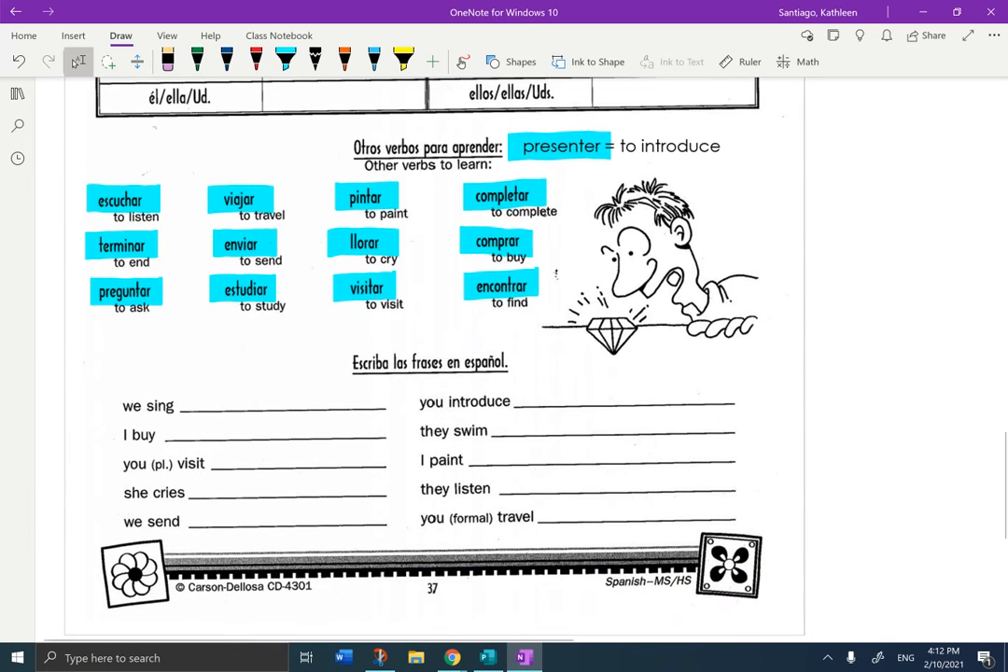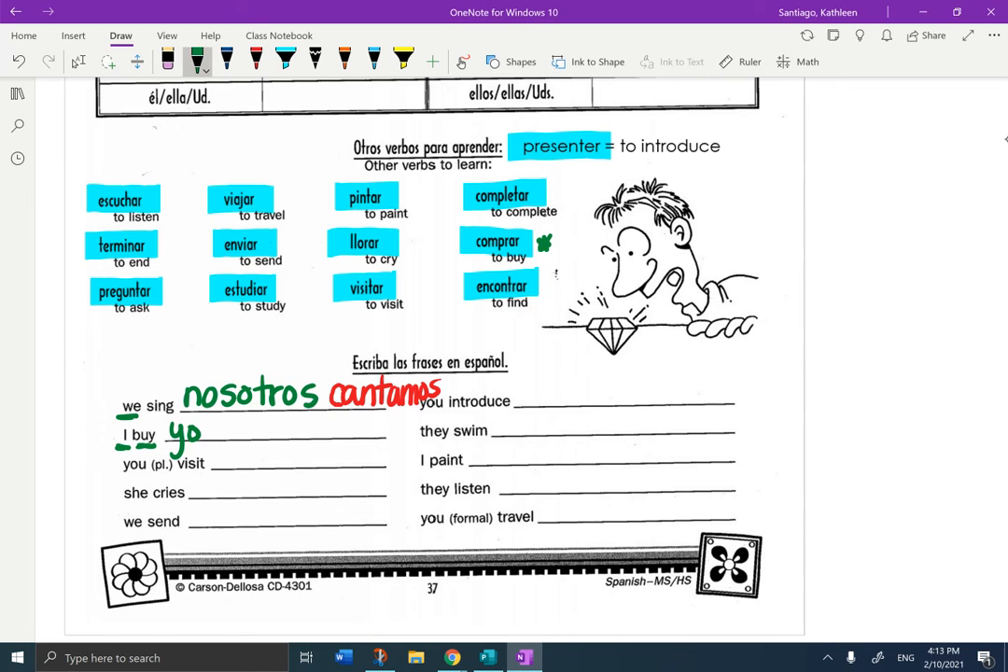So at the bottom, you have to do two things. You have to write the word for the pronoun, which is we. So you're going to write nosotros first. And now find sing. What's the form of sing that would match nosotros? If you looked up, you would find that it is cantamos. Okay, so I'll do the next one. I buy. I is yo, and find the word to buy. Here it is, to buy.